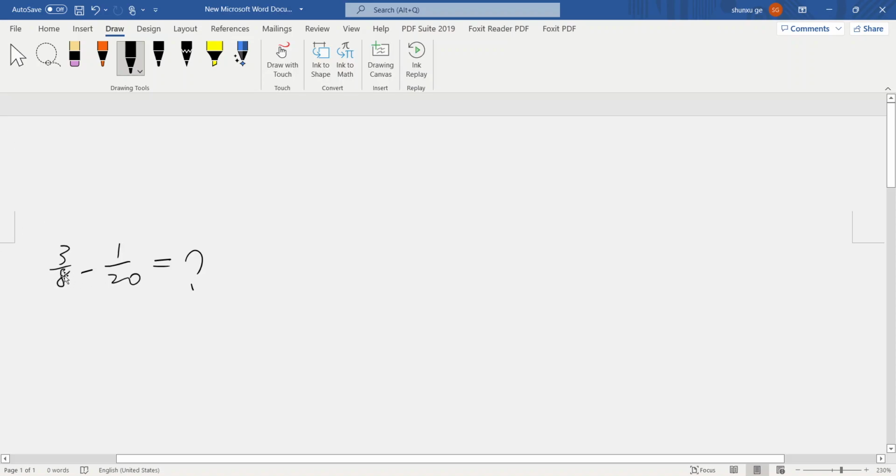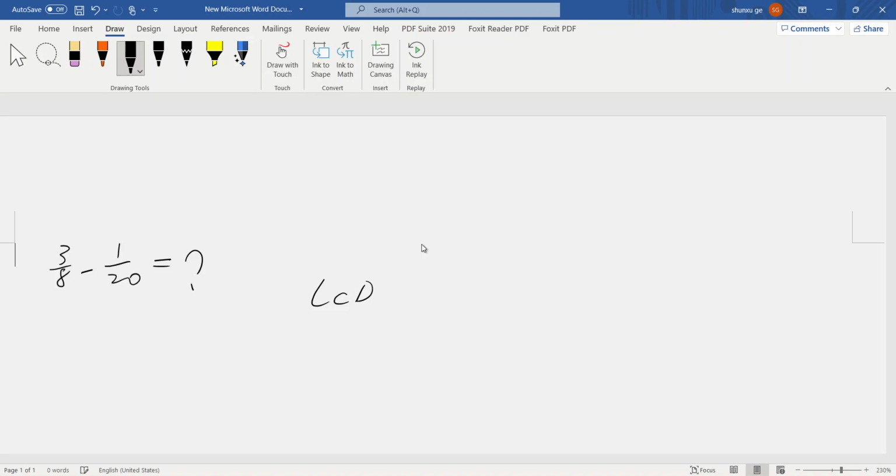Okay, we have the question 3 over 8 minus 1 over 20. This is a calculation about fractions, so we should get the LCD. If we don't have the same denominator, it's hard to calculate. So the first step, we factor 8.